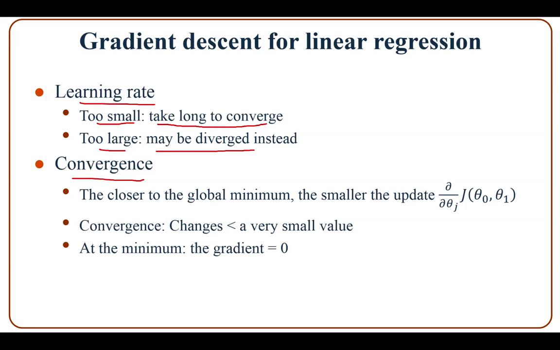Regarding the convergence, the closer to the global minimum, the smaller the update is. And we say the algorithm has converged if the change between two consecutive steps is smaller than a very small value, and at the minimum the gradient is equal to 0 or approximately equal to 0.